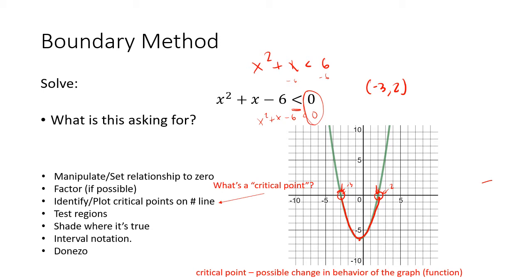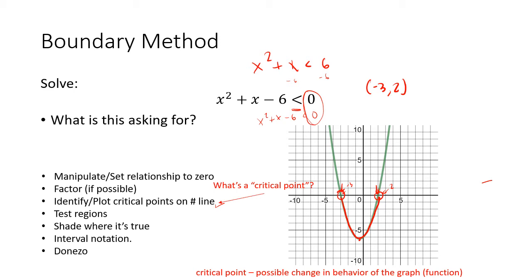At that point, you're going to do something called identify critical points. Now, what is a critical point? Okay, this requires some thinking here. If we have, for example, this one, our critical points were at negative 3 and 2. What are those for this parabola? They're zeros. So a zero is a classic example of a critical point. We have a change in behavior on the graph.